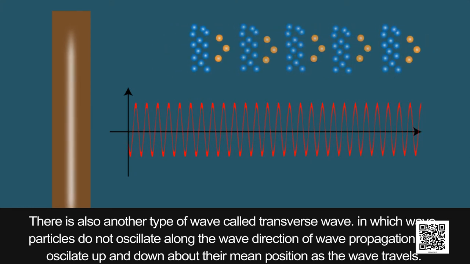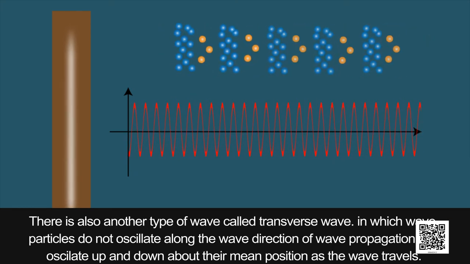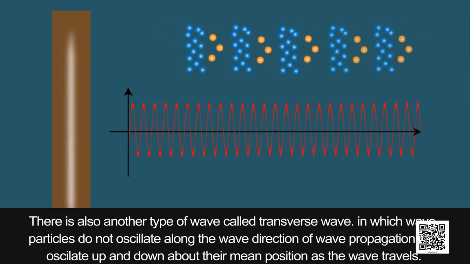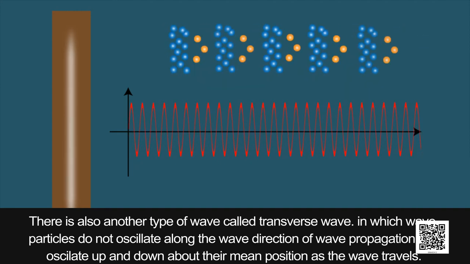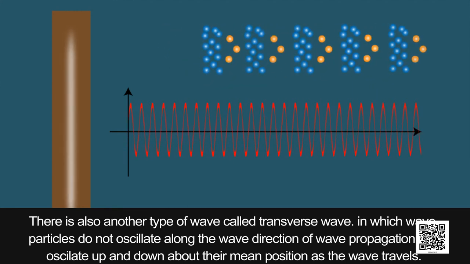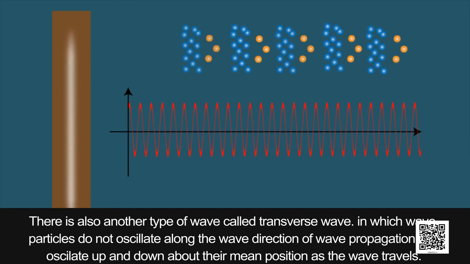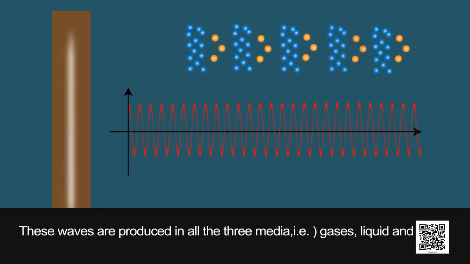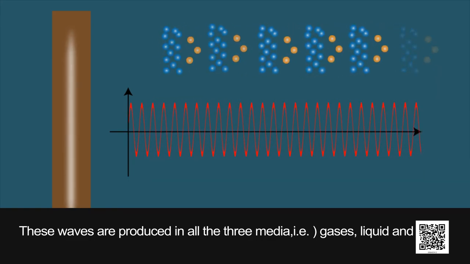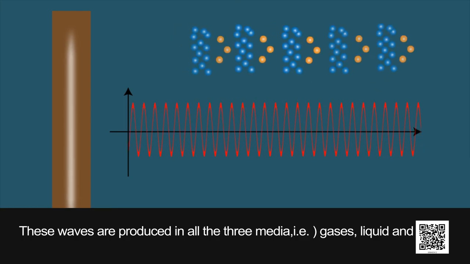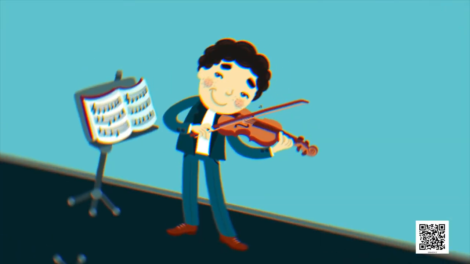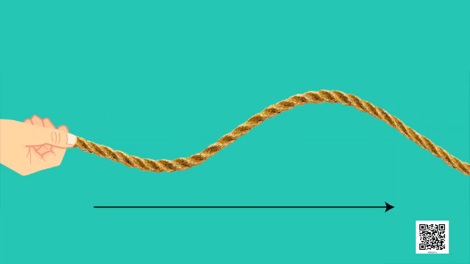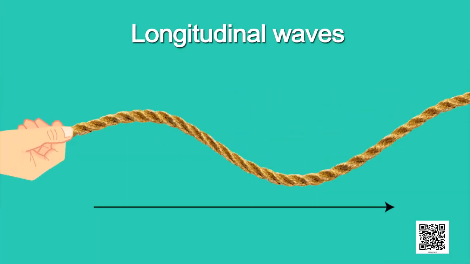There is another type of wave called a transverse wave. In a transverse wave, particles do not oscillate along the direction of wave propagation but oscillate up and down about their mean position as the wave travels. These waves are produced in all the three media, that is, gases, liquids, and solids. For example, when we strike the strings of a sitar, the waves produced are longitudinal waves.